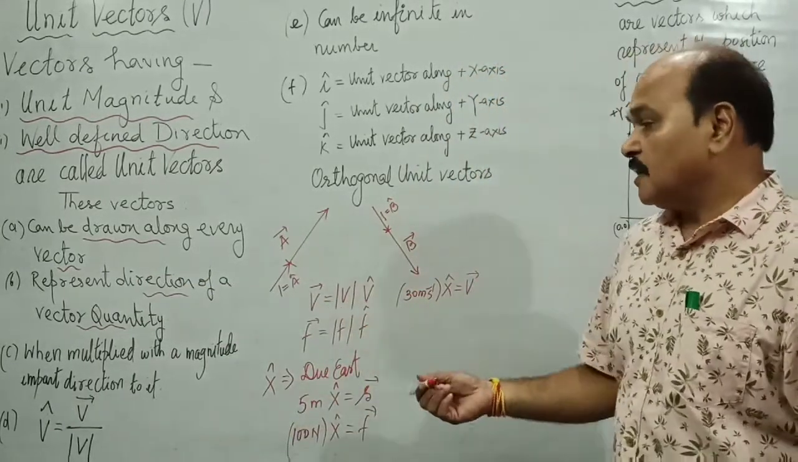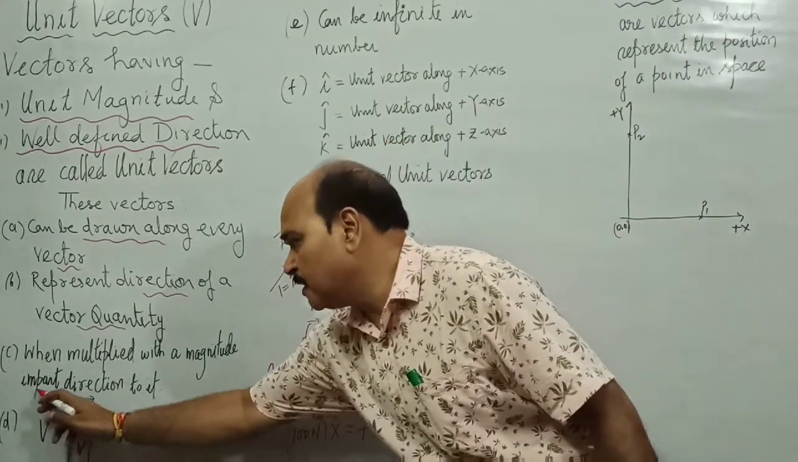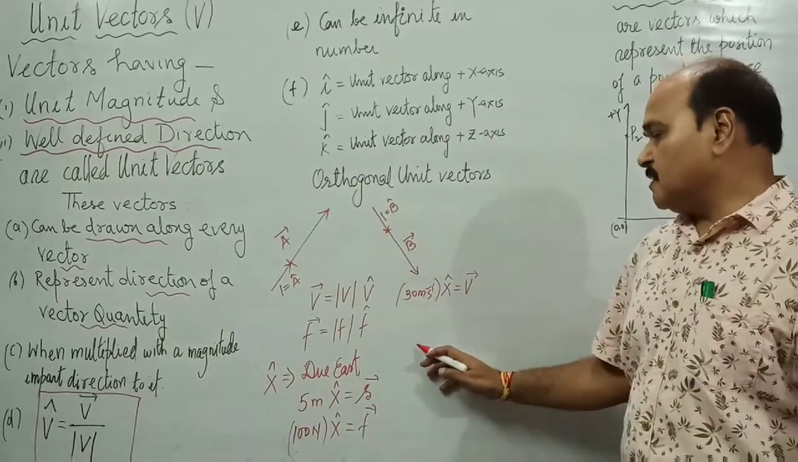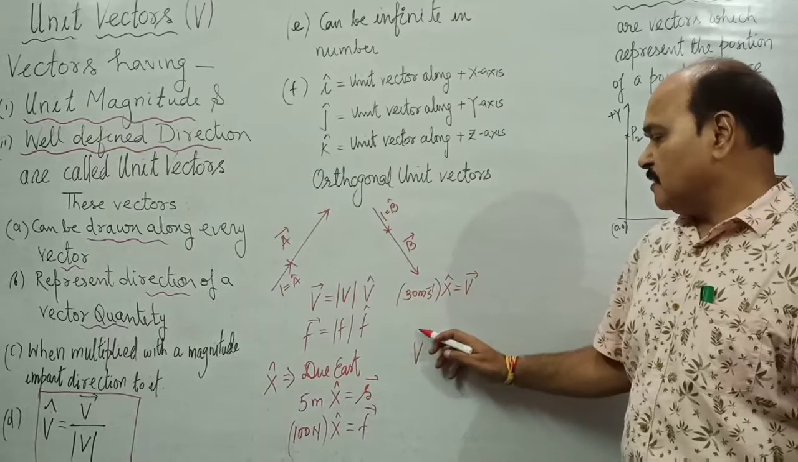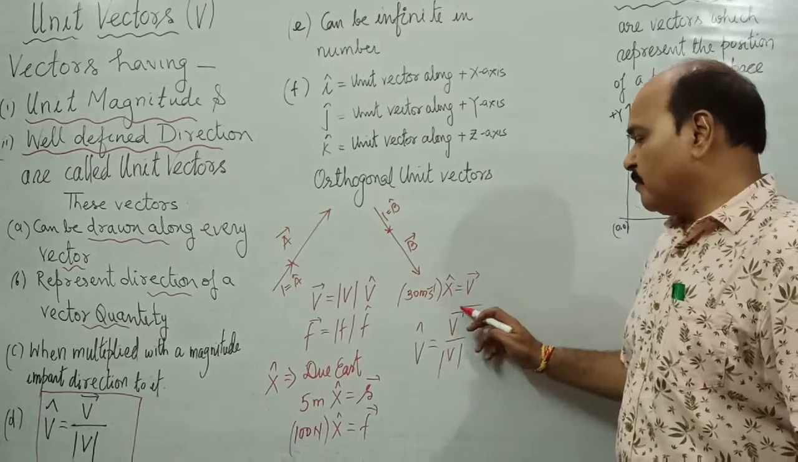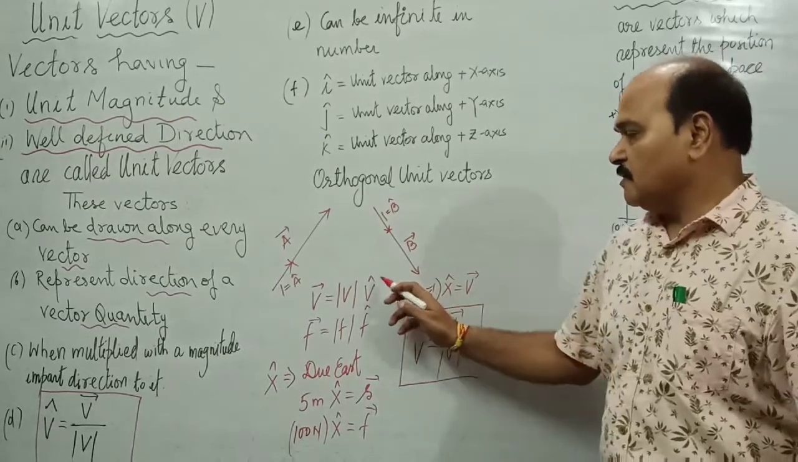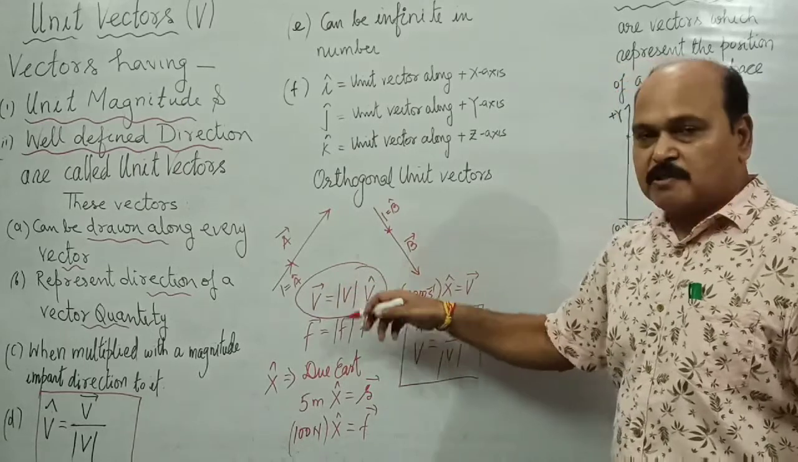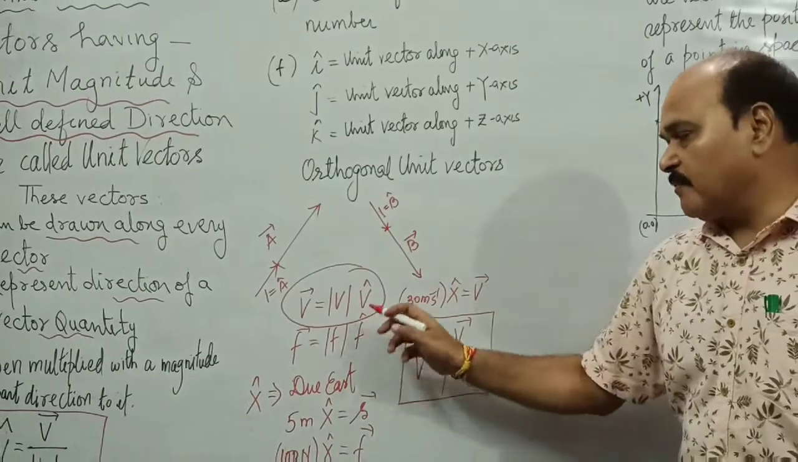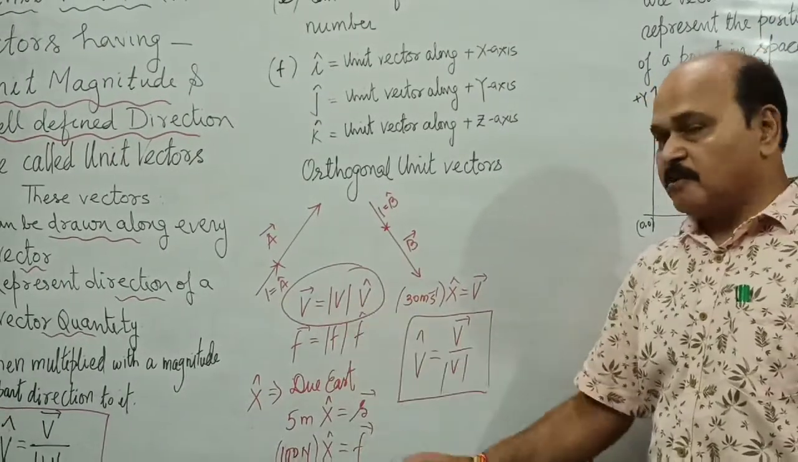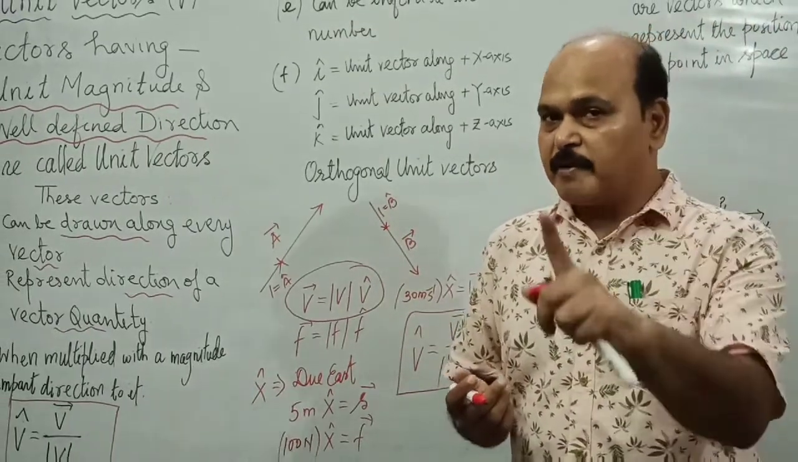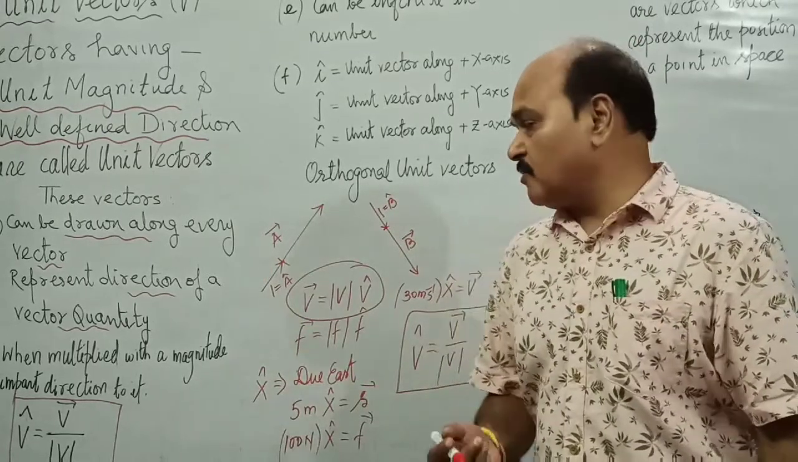And unit vectors are found mathematically by the relation which is written here. So unit vector is nothing but the full-fledged vector divided by its magnitude. This is the formula of unit vector. And how do we get this formula? We know we write vector V as V modulus into V cap. So what is V cap? V cap is going to be V vector upon V modulus. Likewise F cap is force vector upon its magnitude. So when we divide a vector with its magnitude, what do we get? A vector of unit magnitude and well-defined direction, which is called unit vector.